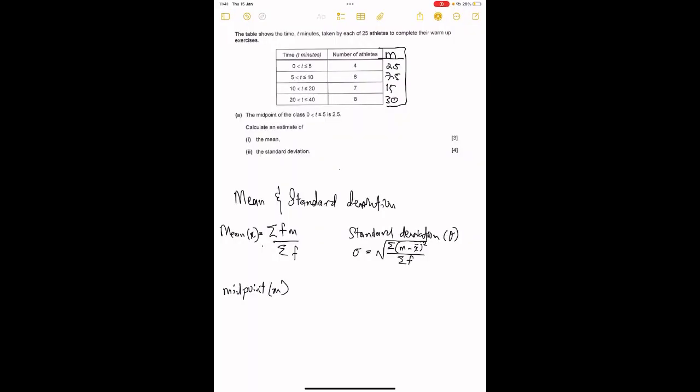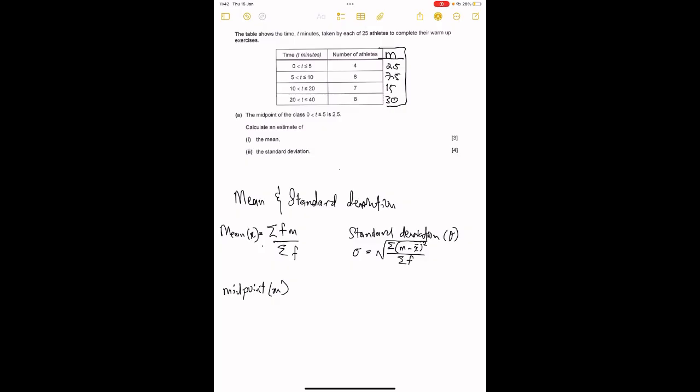Good day. Today's topic is the mean and standard deviation. So let's attempt this question. The table shows the time T in minutes taken by each of 25 athletes to complete their warm-up exercises.